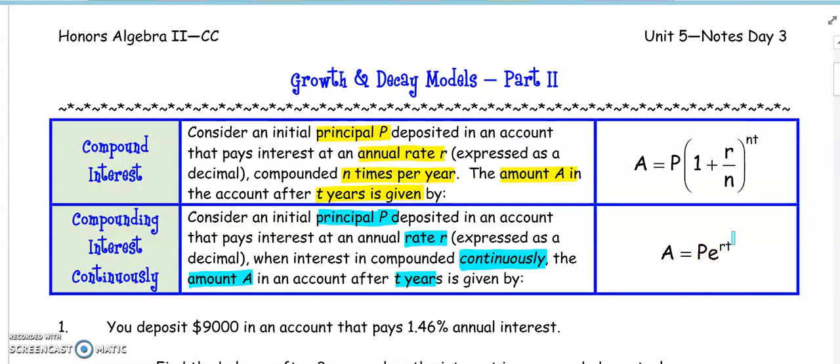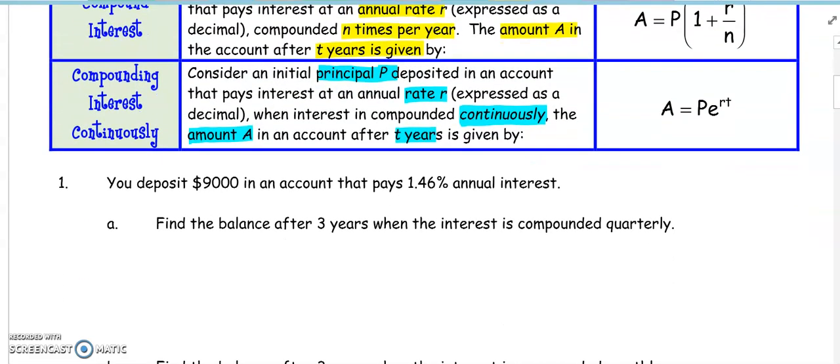So let's see how using these different equations and compounding at different intervals will impact our money. Number 1 says you deposit $9,000 in an account that pays 1.46% annual interest. We want to find the balance after 3 years when the interest is compounded quarterly. So if it's being compounded quarterly, that means 4 times per year.